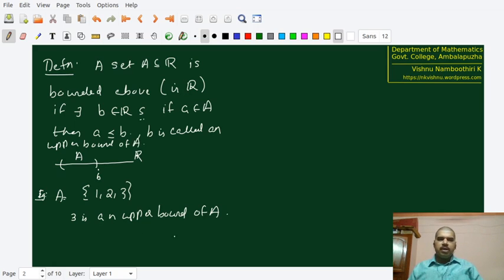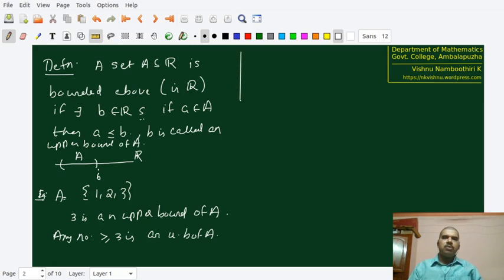We are coming back to this example. 3 is definitely an upper bound, but is 3 the only upper bound of A? It's not exactly like that. We can take any number greater than 3, and whatever element in A we choose, be it 1 or 2 or 3, if we choose any number greater than or equal to 3, they are all going to be upper bounds. Any number greater than or equal to 3 is an upper bound of A. So in other words, once we have one upper bound, any number greater than or equal to that is going to be an upper bound.